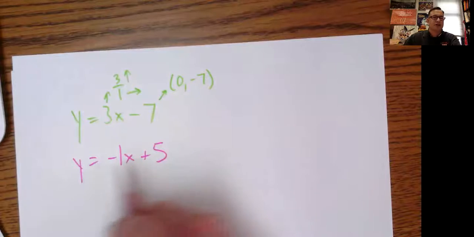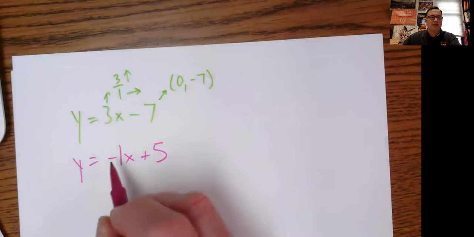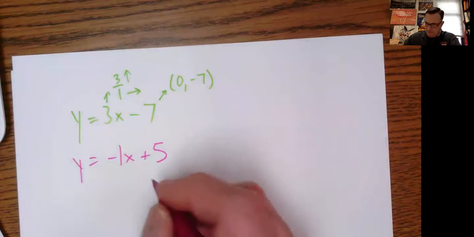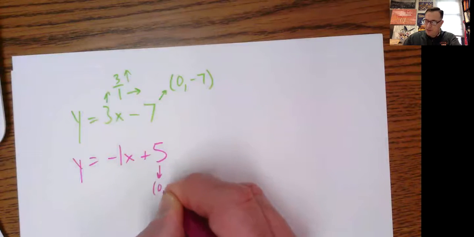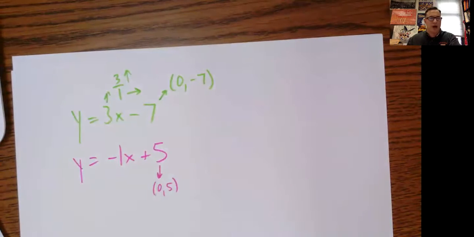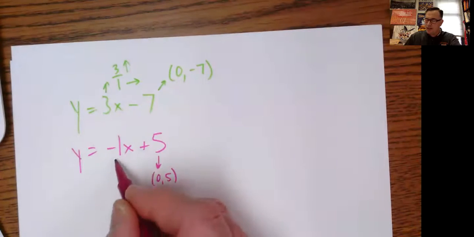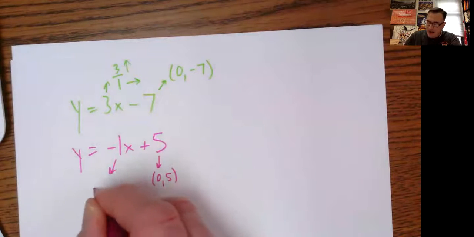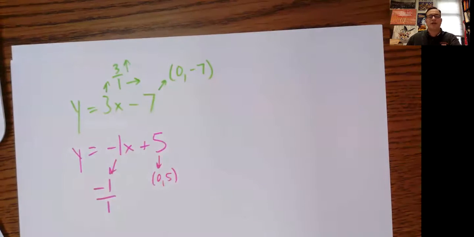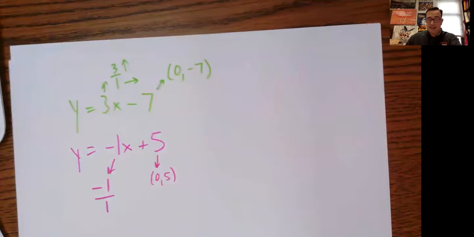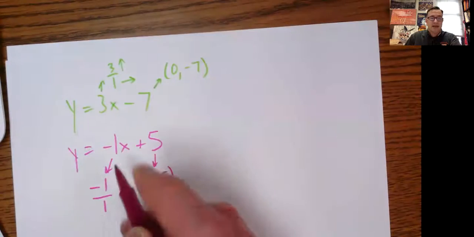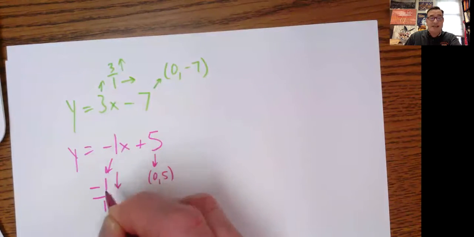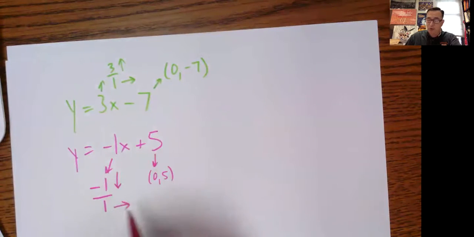Where do I start with y equals -1x plus 5? 5 is correct. 0, 5 is where I start this one on the y-axis. And what is the slope for this one? 1 over 1 is right, but let's not forget that negative. Going to be -1 over 1. And the reason why that's important is if it's negative, instead of going up, that -1 tells me I'm going to be going down 1 and to the right 1.